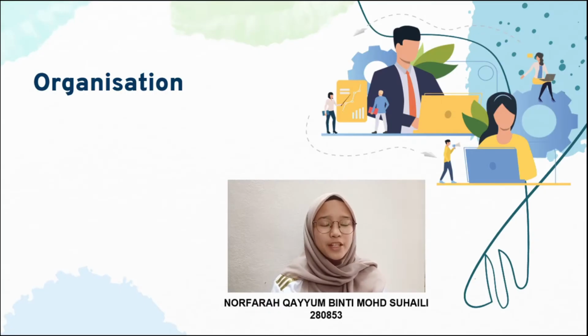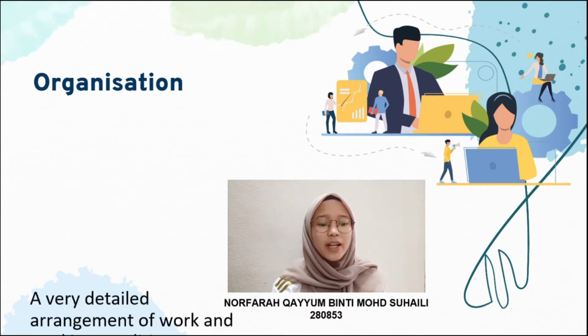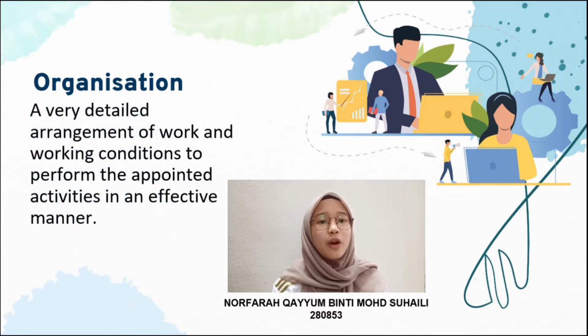Organization. The definition of an organization is a combination of two or more people that work systematically and structurally to achieve goals and objectives. An organization could be a family, a school, a university, a company, and many more. An organization can also be defined as a very detailed arrangement of work and working conditions to perform the appointed activities in an effective manner.